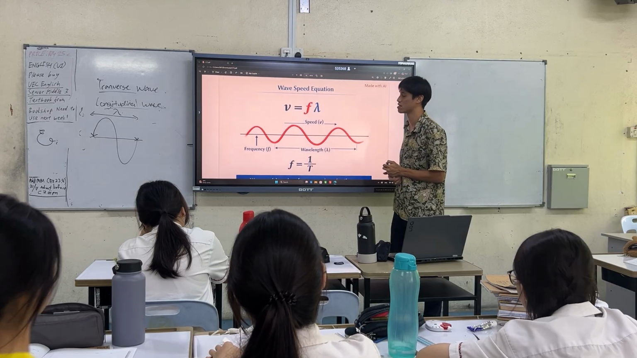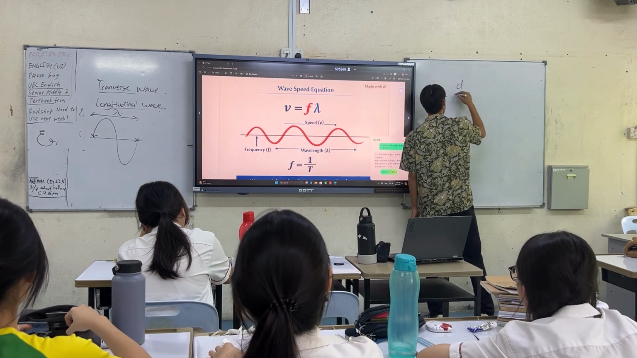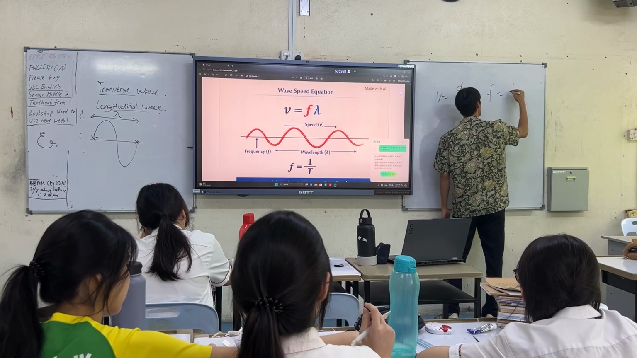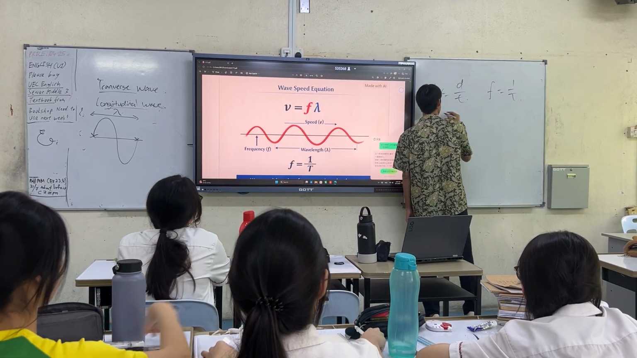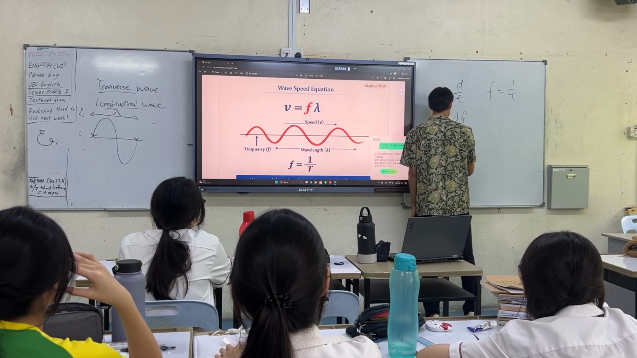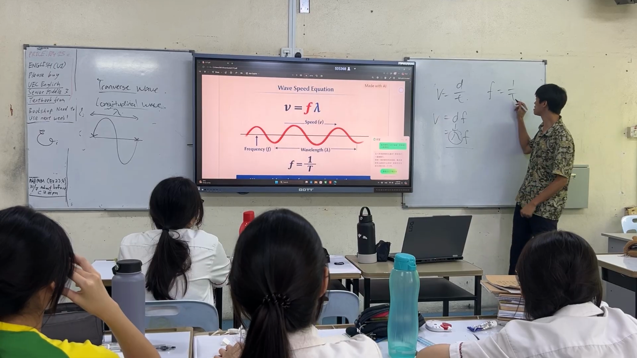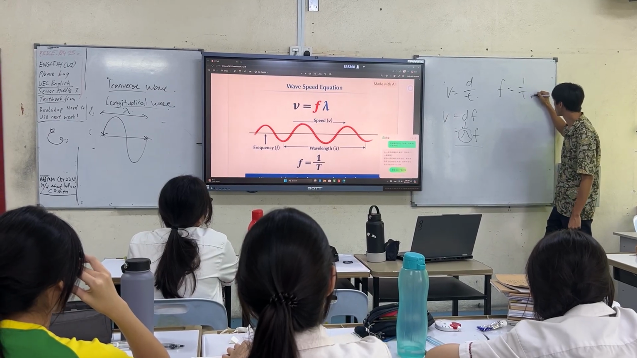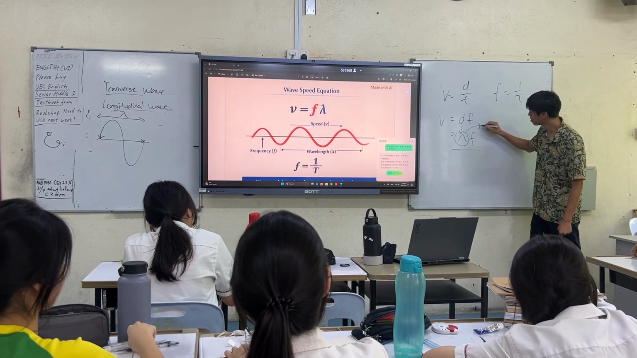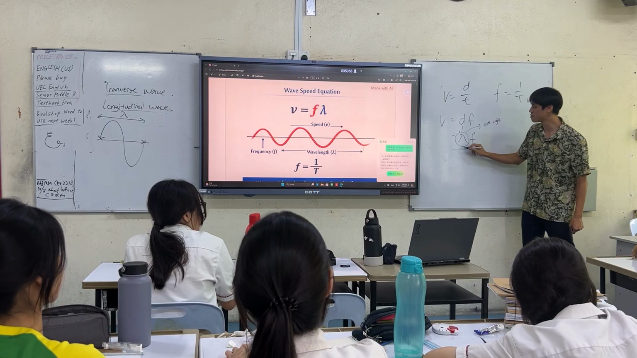If we want to calculate wave speed, it is very simple. We know that speed v equals distance over time. Frequency means 1 over T, so I can just put it in. The distance is the wavelength. Because one cycle covers one wavelength, you can just plug it in and get v equals f lambda.